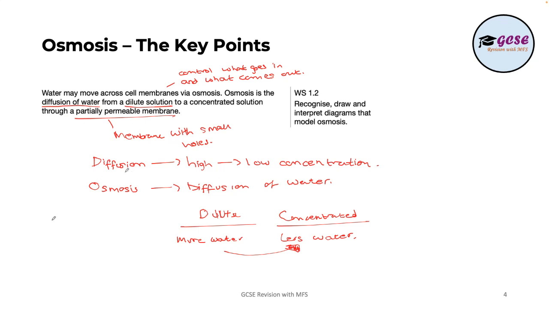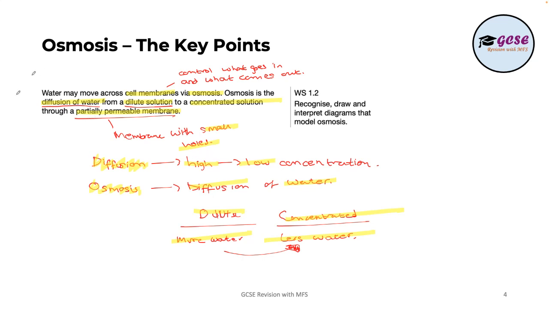Okay, so to summarize osmosis, the water moves across the cell membranes. Again, that keyword: osmosis. Osmosis is the diffusion of water from a dilute to a more concentrated solution. So remember, diffusion is the movement from a high to low concentration. Osmosis is basically the diffusion of water. And all this happens through a partially permeable membrane, which is just a membrane with small holes. Dilute means more water, concentrated means less water.